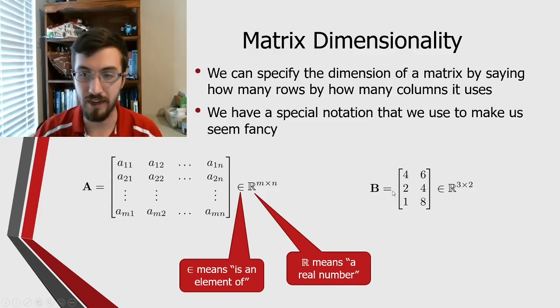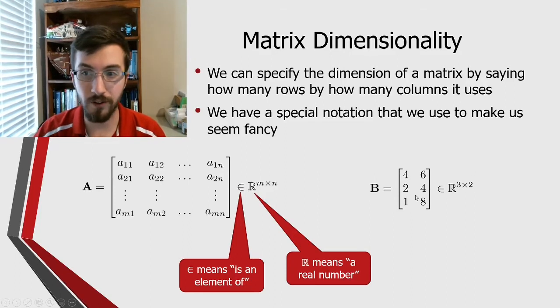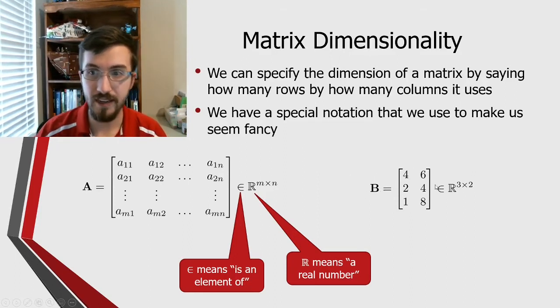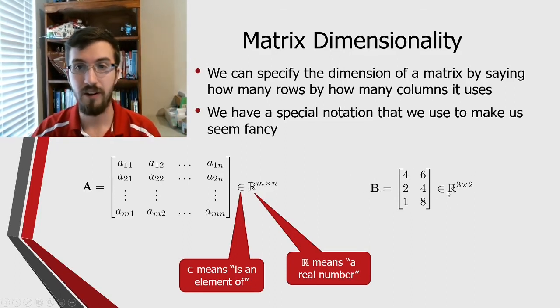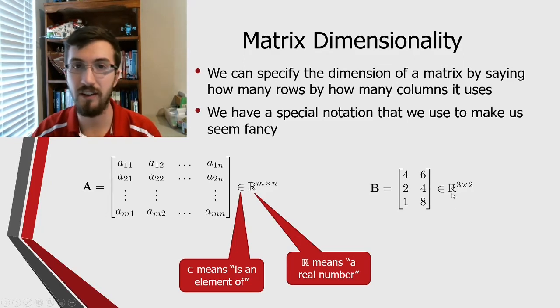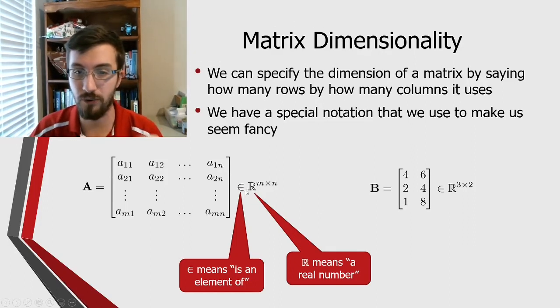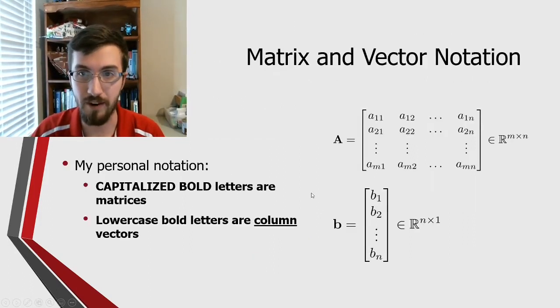So like here, matrix B. There are 3 rows, there are 2 columns, and they're all numbers. So we say matrix B is an element of R 3 by 2. You can also say matrix B is in the reals that are 3 by 2, something like that. That's matrix dimensionality. So it looks scary, but it's not that bad.